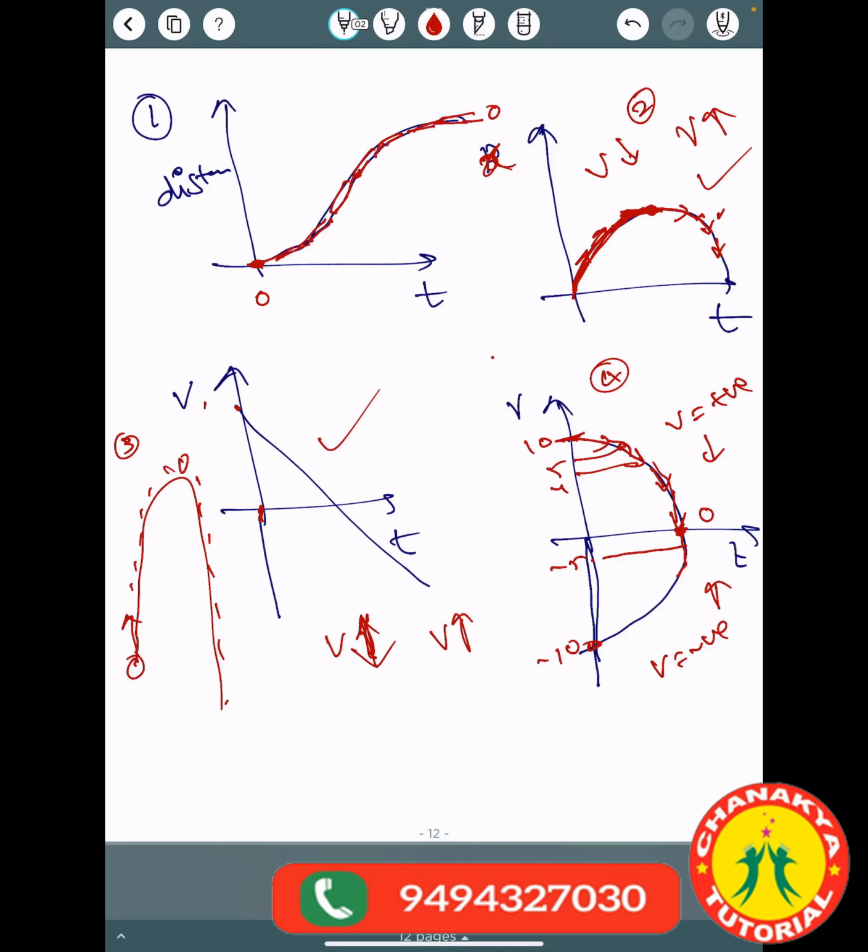Is the velocity anywhere negative in this first graph? Anywhere can you see a negative slope? No, sir. No negative slope.